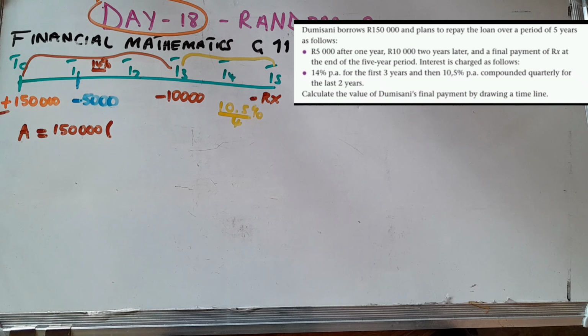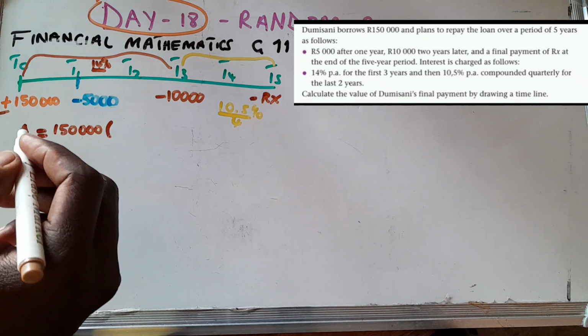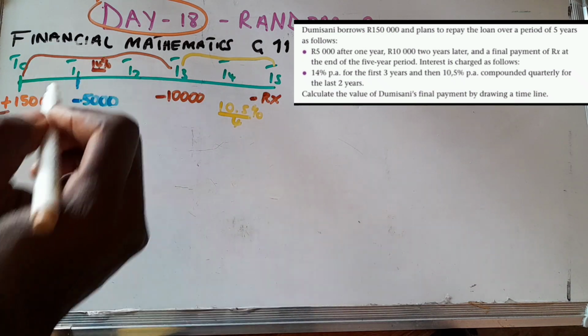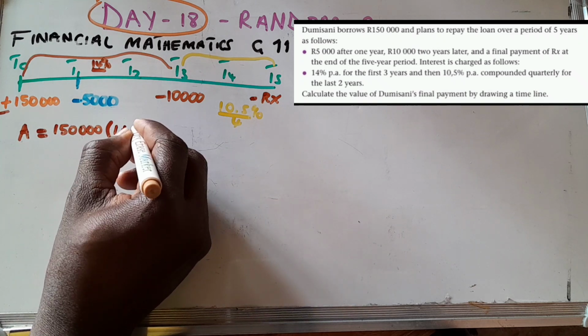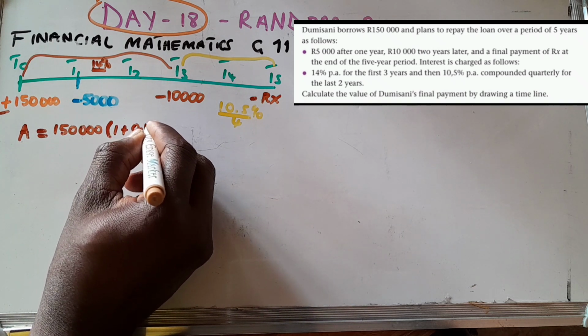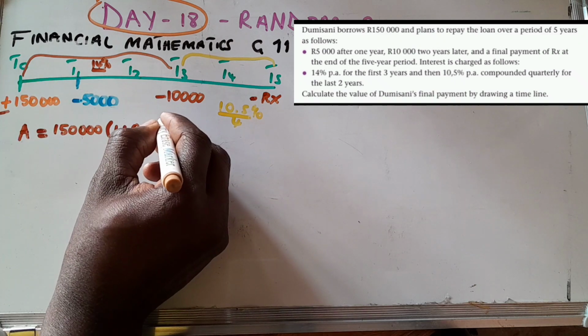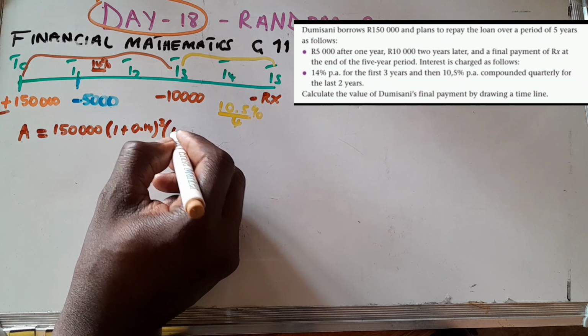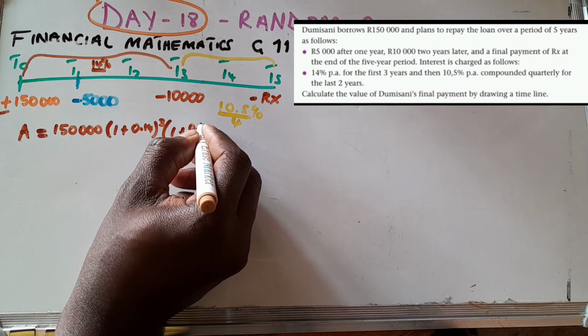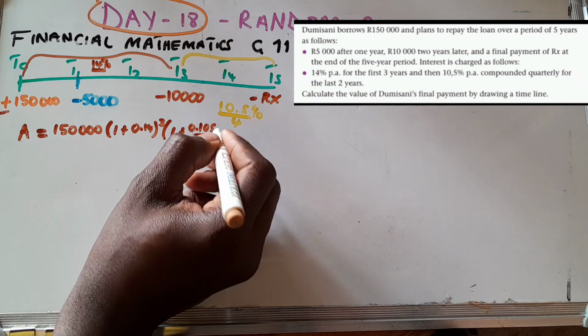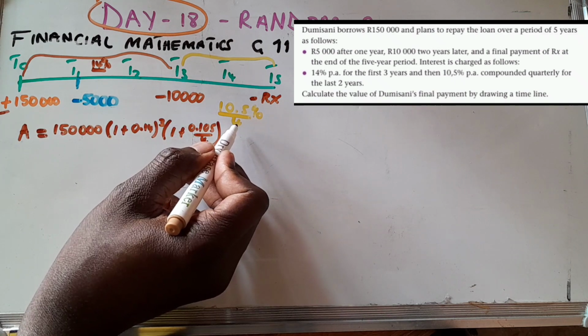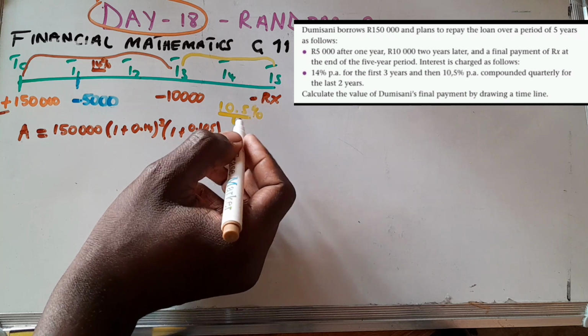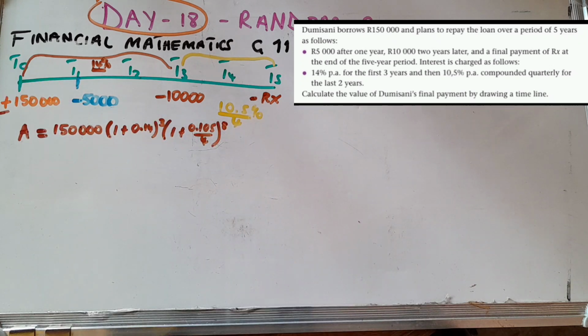So let's continue with our calculation. This amount, the 150,000, stayed for the whole 5 years, but for the first 3 years it had this interest rate. So we can say 1 plus 0.14, and it stayed for 3 years, so to the power 3. But also we have this interest rate, so another bracket, 1 plus 0.105 over 4, and then close. This is divided by 4, and it is 2 years, so 2 times 4, which gives us 8.